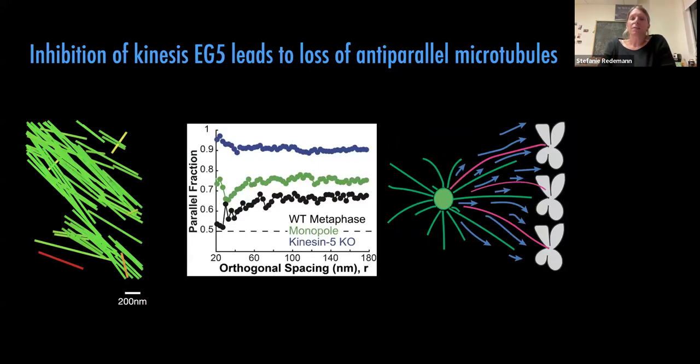Interestingly, if we do cryo-ET on those spindles, you can see that they are mainly composed of parallel microtubules, right? You see this here in the tomogram. There's one little outlier down here. And you can see the quantification here and a little cartoon. So it's really showing that if we inhibit this kinesin, it changes the parallelity of these microtubules, and we lose this fraction of antiparallel microtubules.